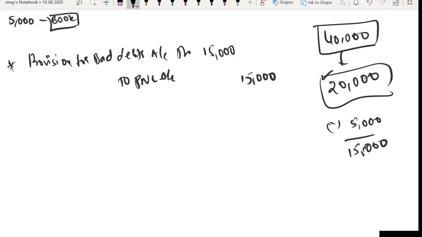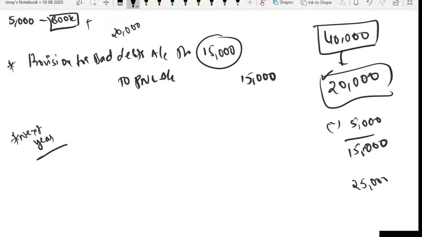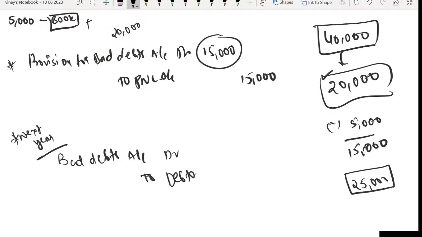You came to the next year. Now you have created a total of 15,000 this year and you have 5,000 carried forward from the last year. So 20,000 is your provision. But I came to know he didn't pay me 25,000. The real bad debts were 25,000. So when the real bad debts are 25,000, I pass the entry: bad debts account debit to debtors account, 25,000.